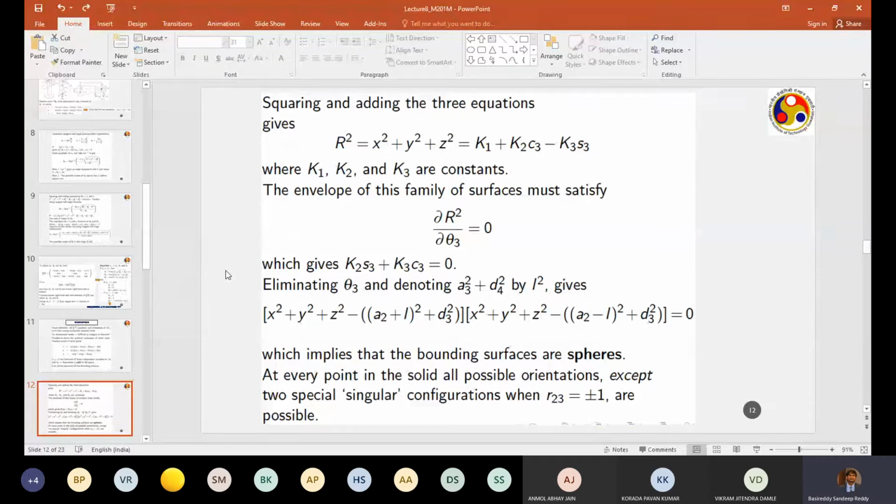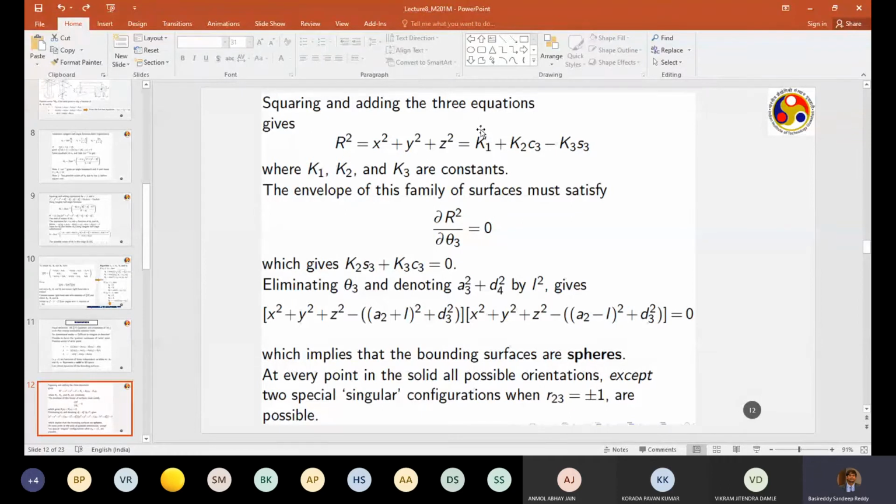Del r square by del theta 3 equals 0, which gives this term to be 0. When you take the partial derivative of this with respect to theta 3, then you get k2 into s3 plus k3 into c3 equals 0. Right? Now you can eliminate this theta 3 and you can denote a3 square plus d4 square by L square.